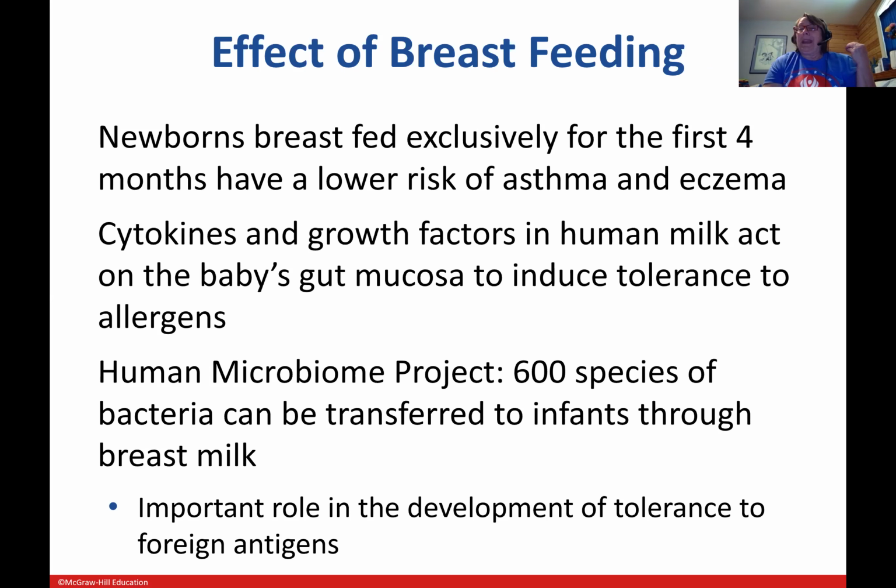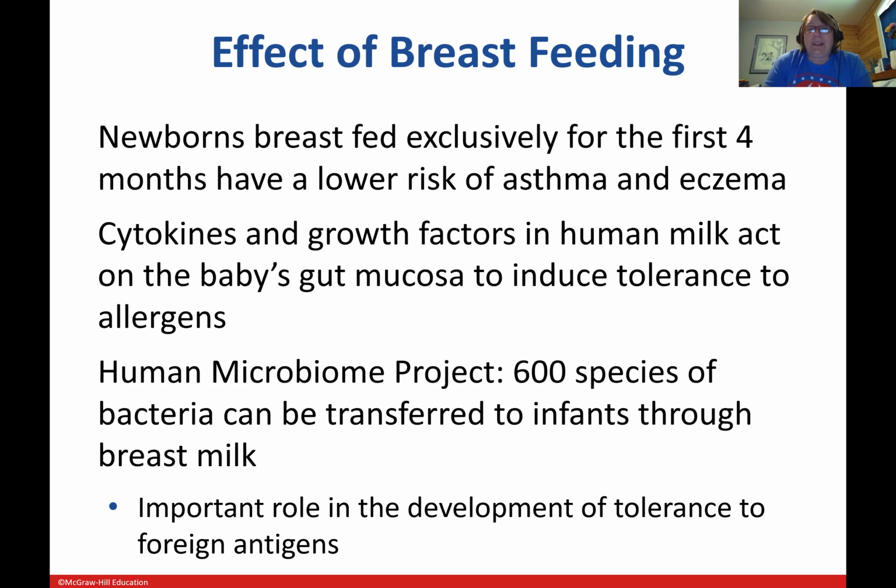So being able to establish the microbiome is really important, and the early milk, the colostrum, is really important to establish that microbiome. But in addition, you also are able to pass those antibodies, that passive immunity, from the mom to the baby to be able to help fight off diseases that the mom has expressed antibodies for and is able to pass on to the infant.